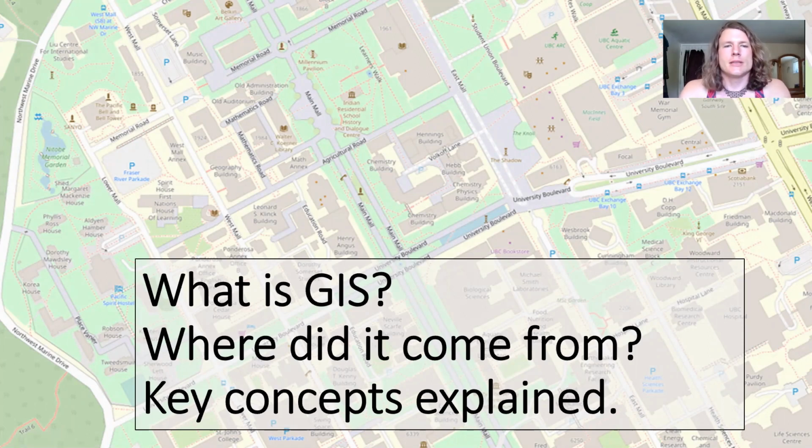Okay, so to get started, today I want to talk briefly about what GIS is and give you an idea of where it came from. I'm going to explain just a few key concepts for GIS and then give you an outline of how geographic information has evolved over time, starting with some of the earliest examples of cartography and mapping on up to more present day context.